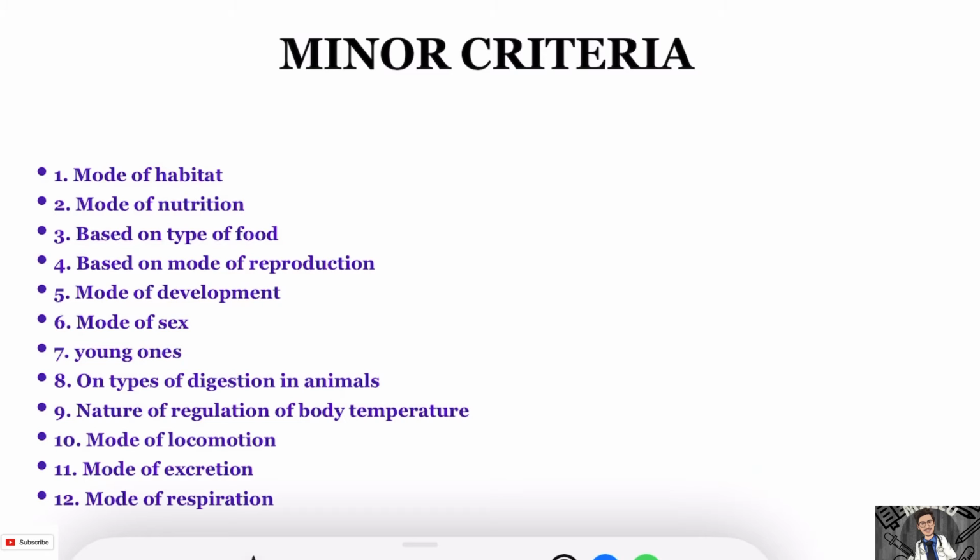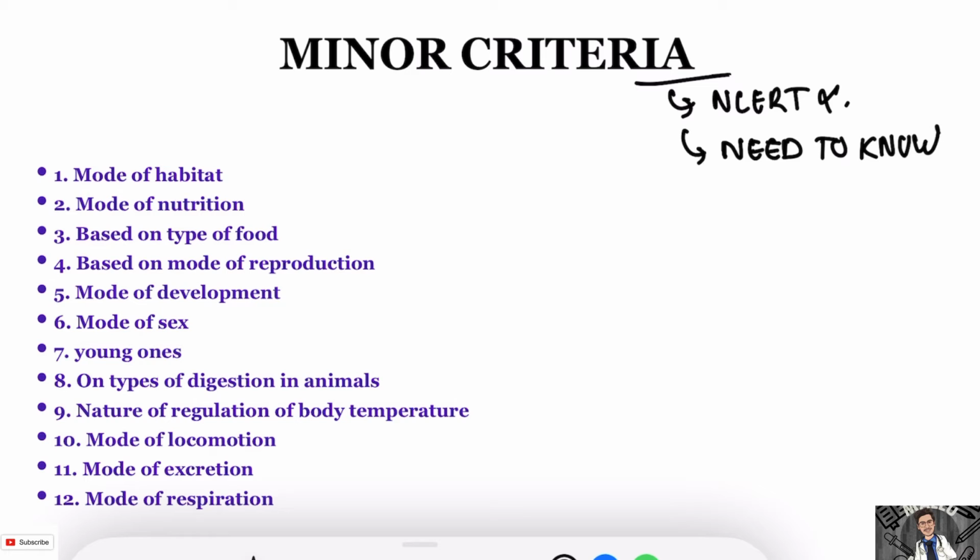So we have minor criteria for classifying organisms and major criteria for classifying organisms. So these minor criteria are not given as such in the NCERT text, but you need to know about this because you get a lot of new terms which are there in your NCERT text. So let's see one by one.